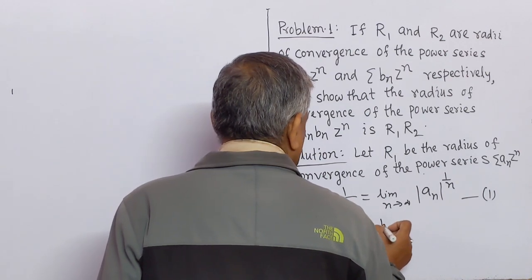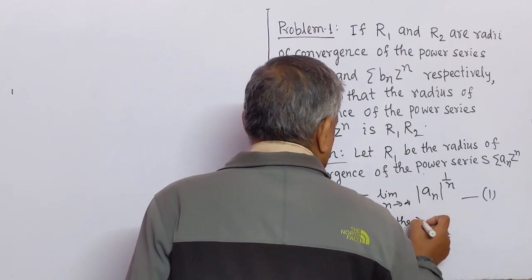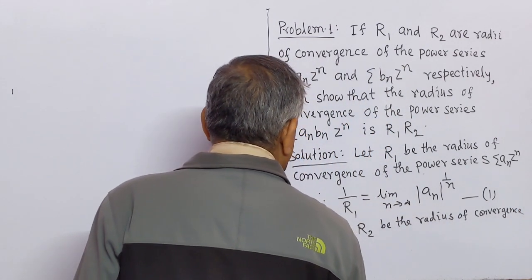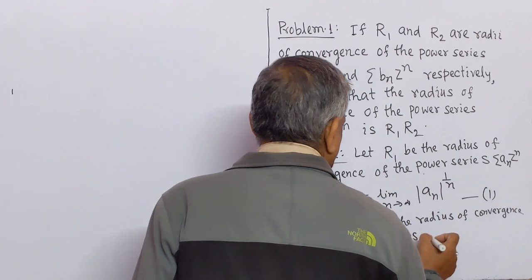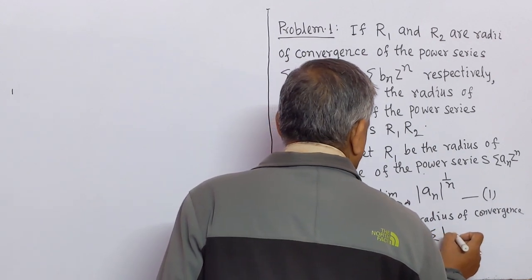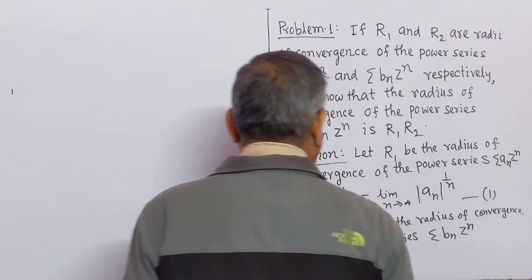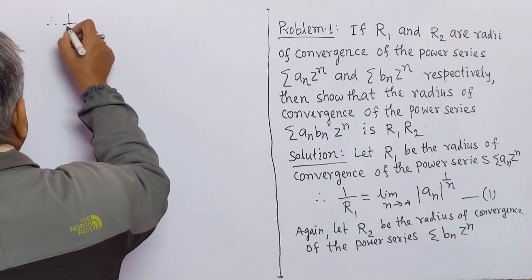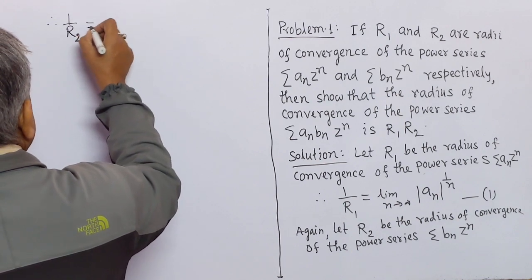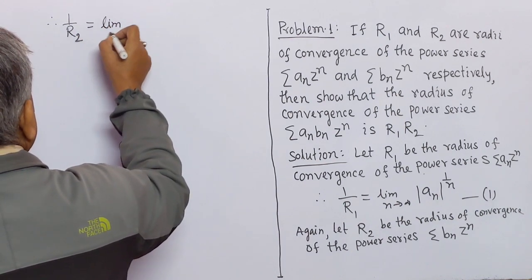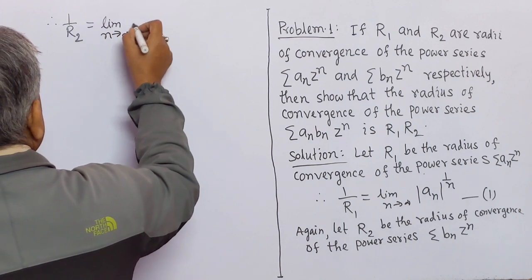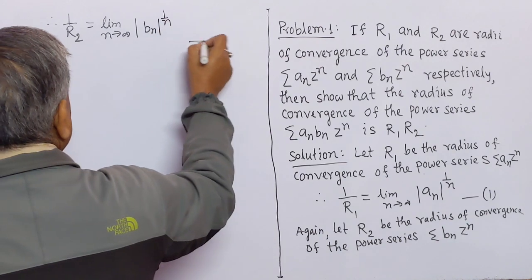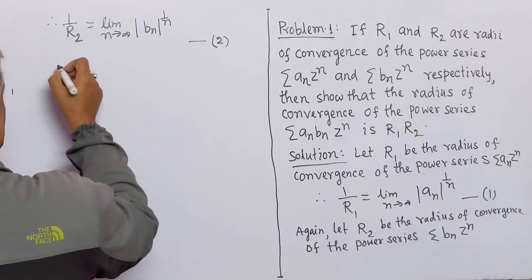Again, let R2 be the radius of convergence of the power series sigma bn z to the power n. Therefore 1 by R2 equal to limit n tends to infinity modulus of bn to the power 1 by n. This is number 2.